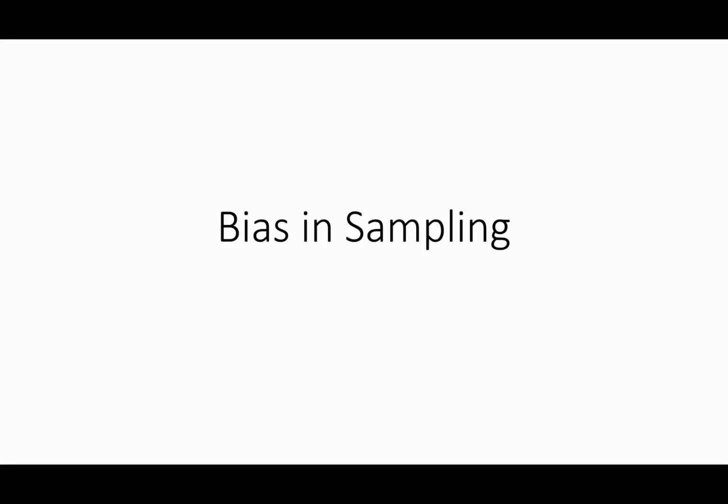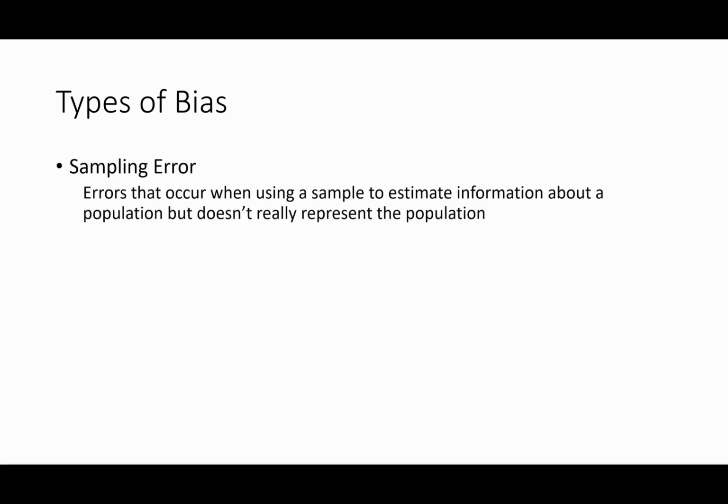In this video, I'm going to discuss bias in sampling. There are two types of bias in sampling. There's a sampling error. These are errors that occur in the sample itself. In other words, when we use the sample to estimate the population, it doesn't really represent the population.